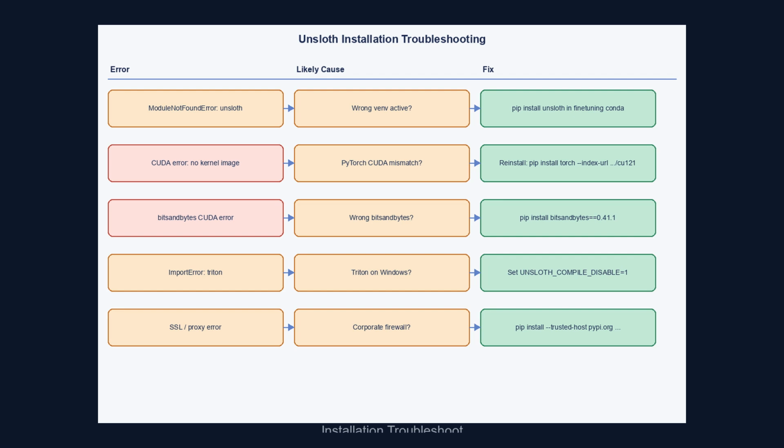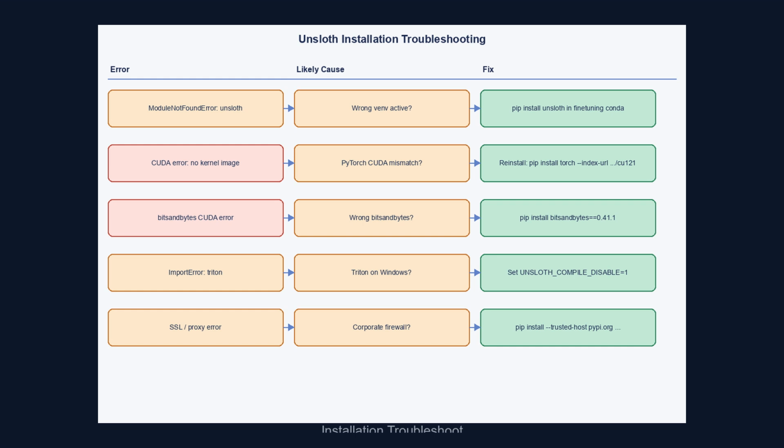Module not found for Unsloth means you're in the wrong virtual environment. Activate the correct one and reinstall. CUDA error, no kernel image, means your PyTorch build doesn't match your CUDA version. Reinstall PyTorch with the correct CUDA index URL. A bitsandbytes CUDA error usually means the wrong bitsandbytes version. Pin it to 0.43.1.